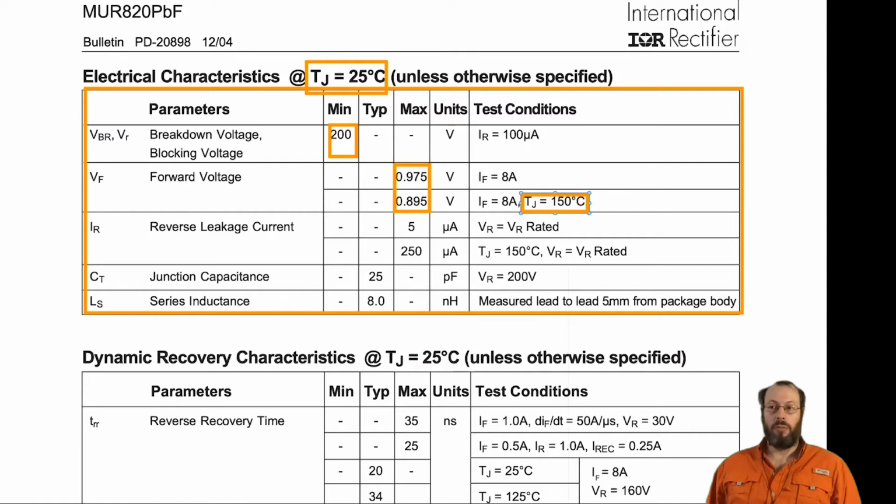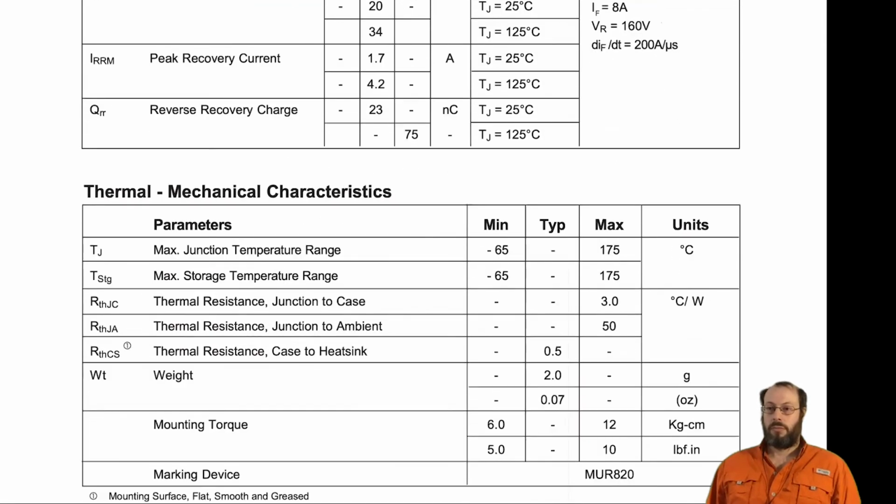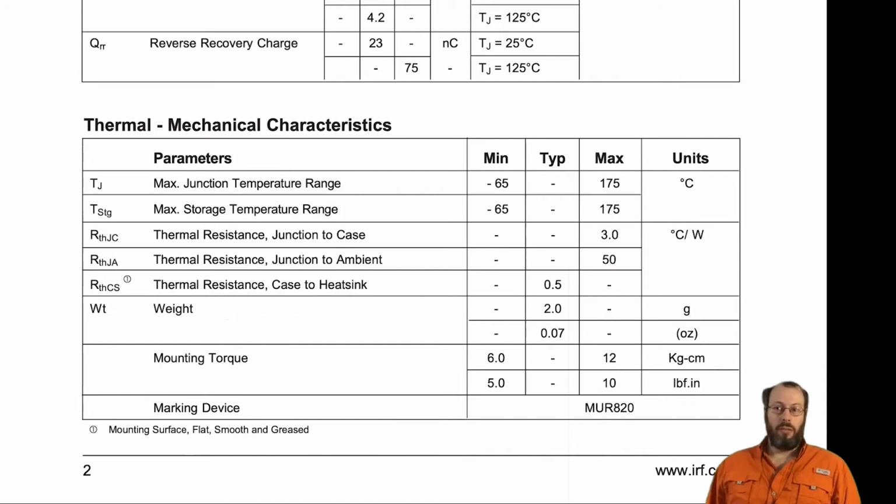Now, this forward voltage is the one that is very often assumed to be around 0.7 volts. And as we already can see here, the 0.7 volts are rather a very rough estimation. And for power electronics, we need to look deeper into that. The dynamic recovery characteristics are also an important section, which we will get back to later on in the course. We will also have a look at the thermal characteristics of those packages.